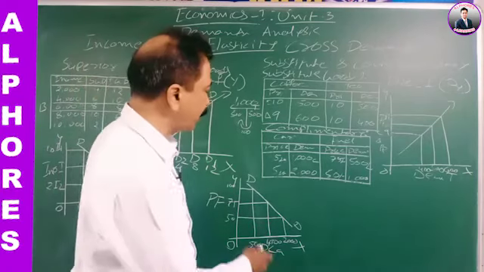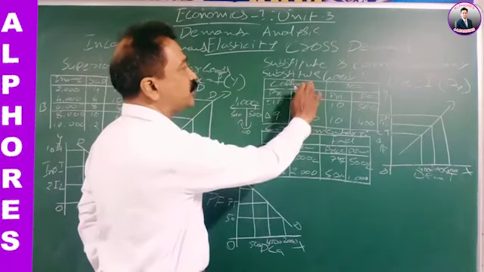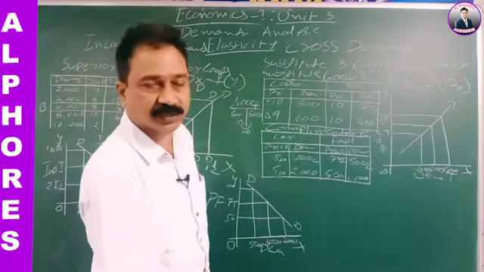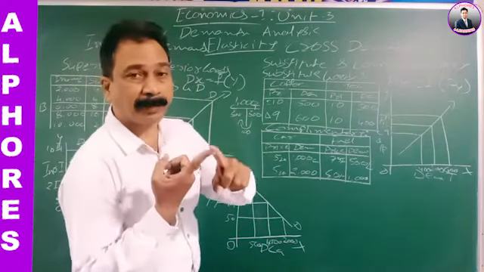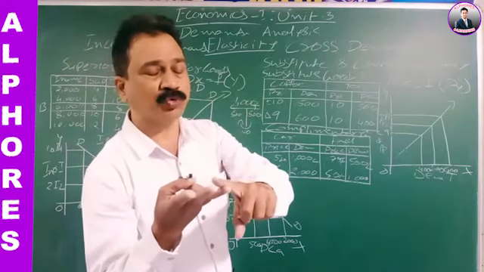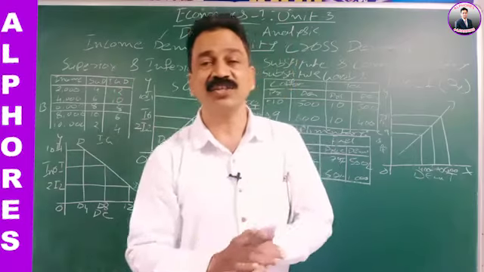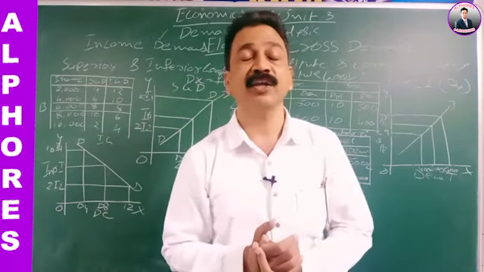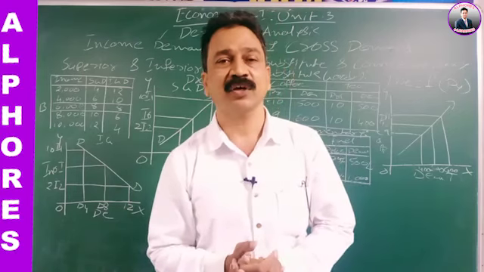So we have an inverse relation in the case of complementaries and we have a positive relation in case of substitutes. With this we can conclude price demand, income demand and cross demand, related goods demand. Tomorrow we are going to discuss elasticity of demand. Okay, here let's conclude this class.